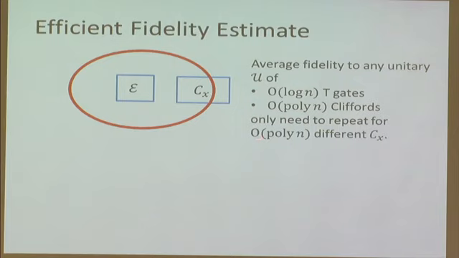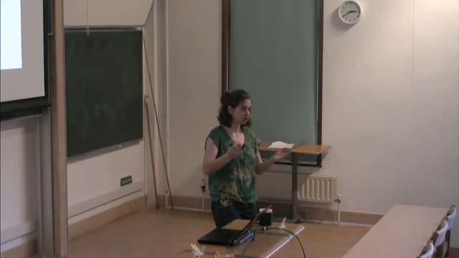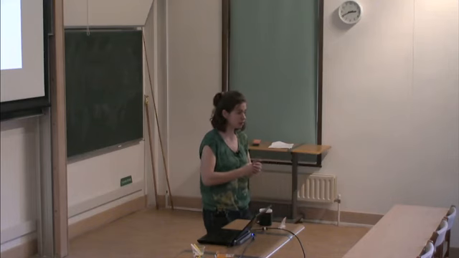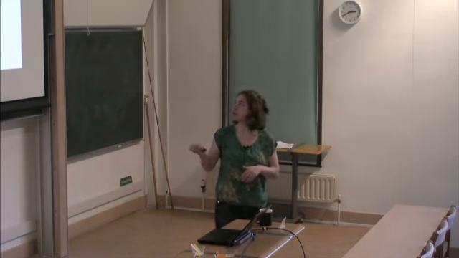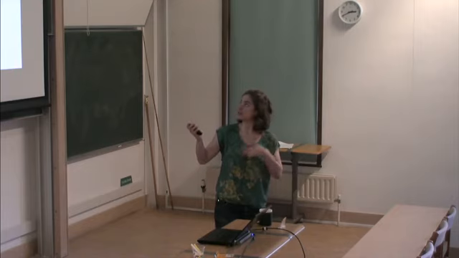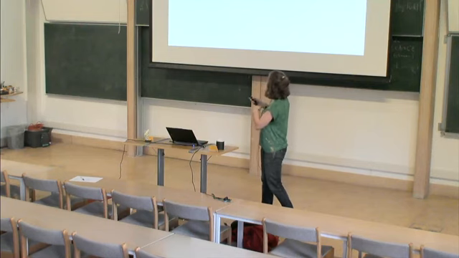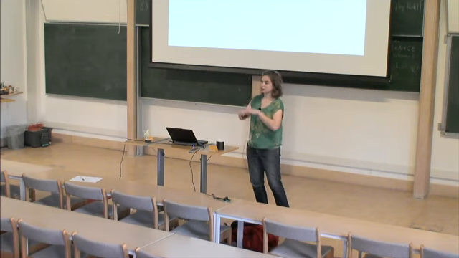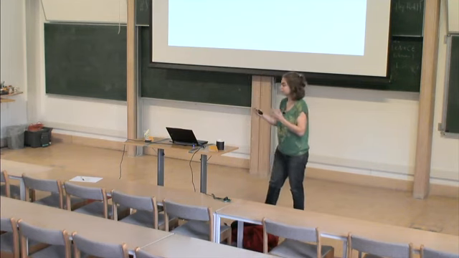And in particular, you can check the average fidelity of E to any unitary that has a logarithmic number of T gates, which is an extra gate that we often add in to the Cliffords to give universal computation. And this unitary can also have a polynomial number of Cliffords in it. So we can basically check E compared to one of these unitaries and basically check that our universal gate set is performing well.